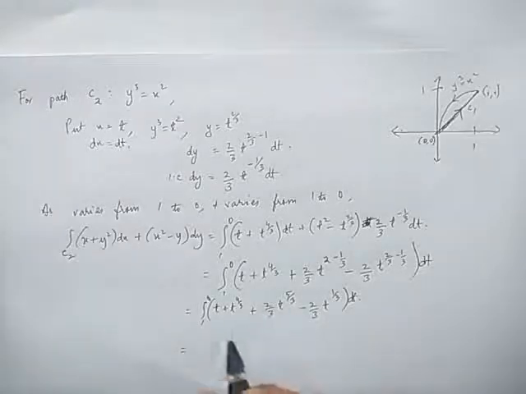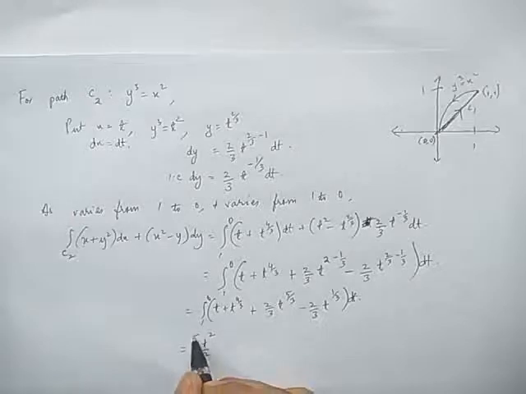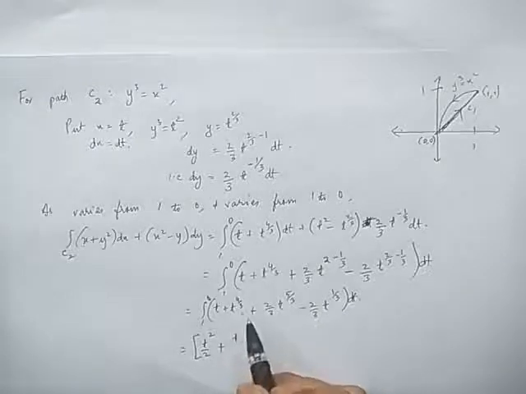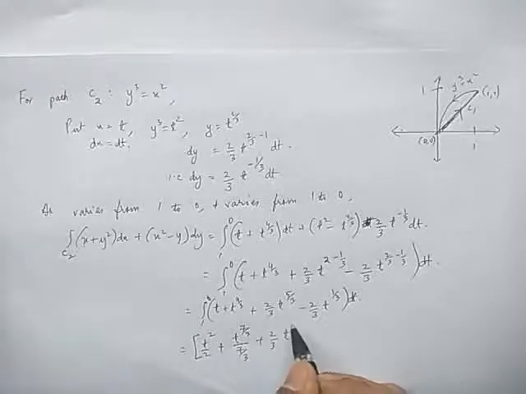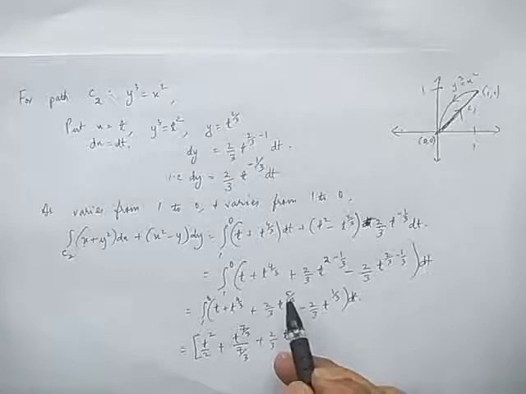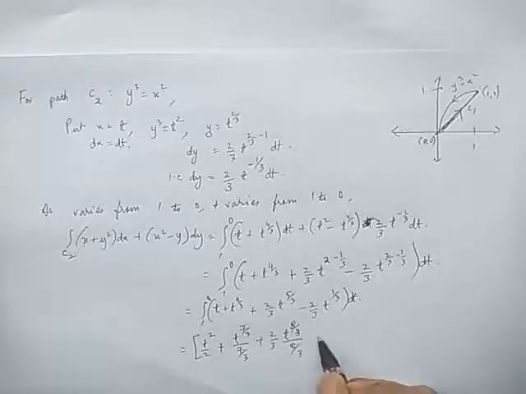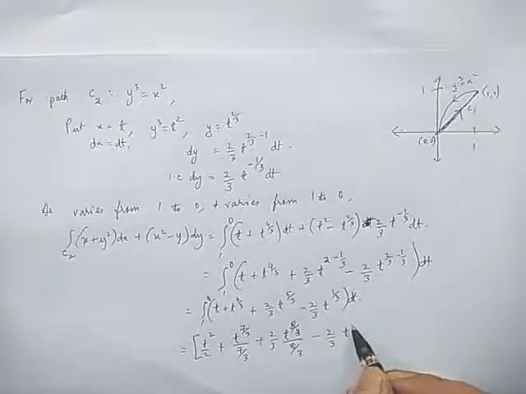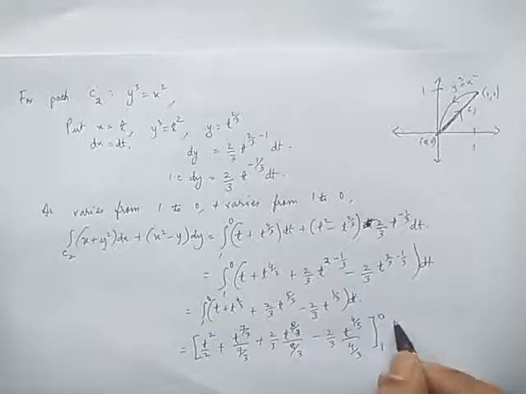I can integrate this one now. t square by 2 plus t to the power 4 by 3 plus 1, that is 7 by 3, divided by 7 by 3, plus 2 by 3 into t to the power 5 by 3 plus 1, that is 8 by 3, divided by 8 by 3, minus 2 by 3 t to the power 1 by 3 plus 1, that is 4 by 3, divided by 4 by 3, evaluated from 1 to 0.